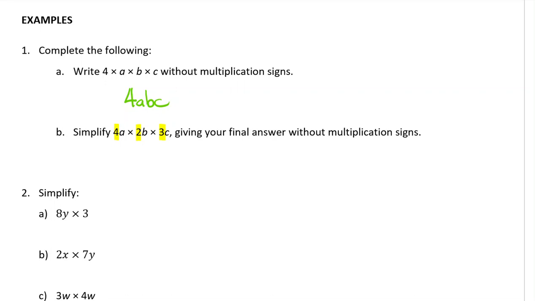B is a little bit harder because we have got some different numbers here that we can actually multiply. We are going to multiply 4 times 2 times 3. 4 times 2 is 8, times 3 is 24. But then the letters, the a, the b, and the c, are still going to sit at the end.